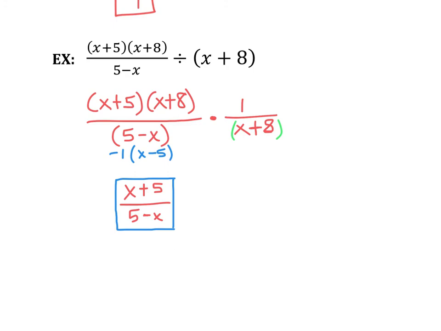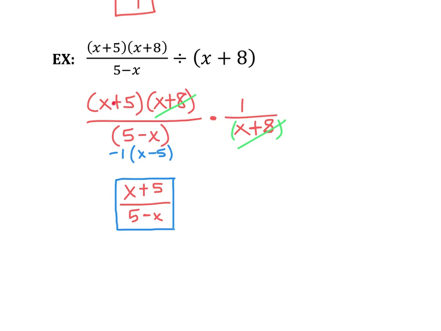So let's take a look to see if we can simplify by way of finding common factors between numerators and denominators that we can cancel. And if you look, we have an x plus 8 that's in this numerator, and it's a common factor with an x plus 8 in this denominator. So we can simplify those by canceling them out.